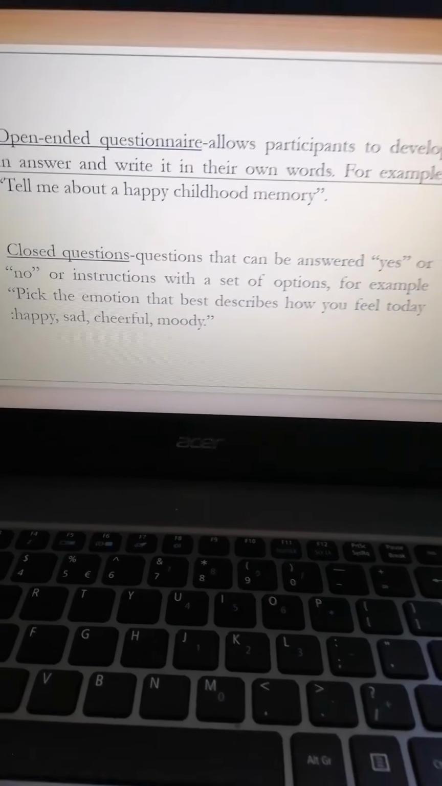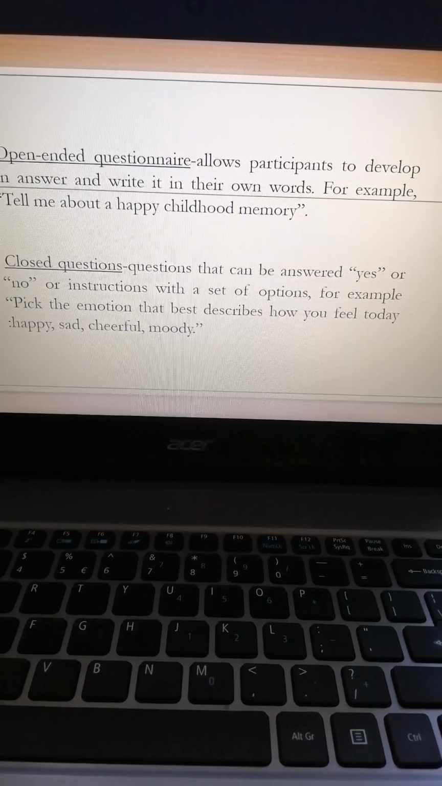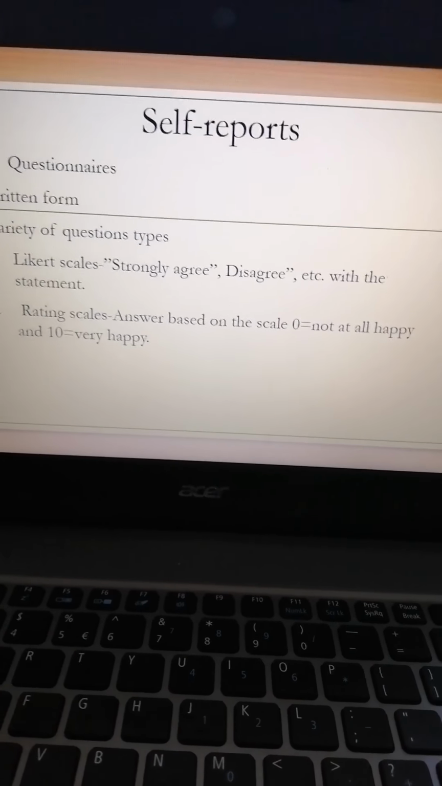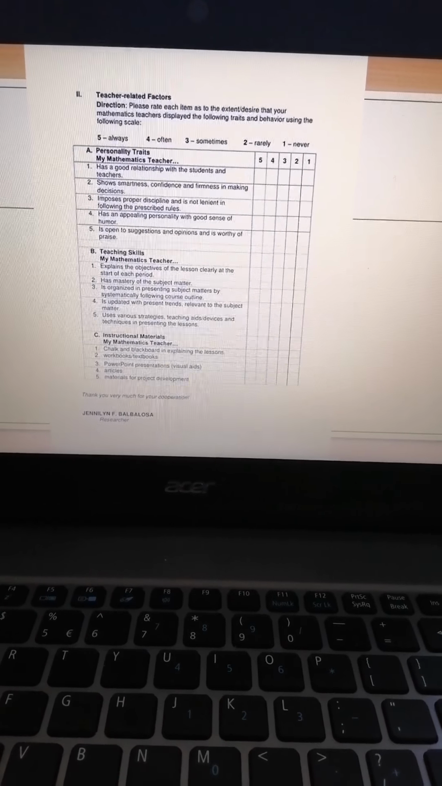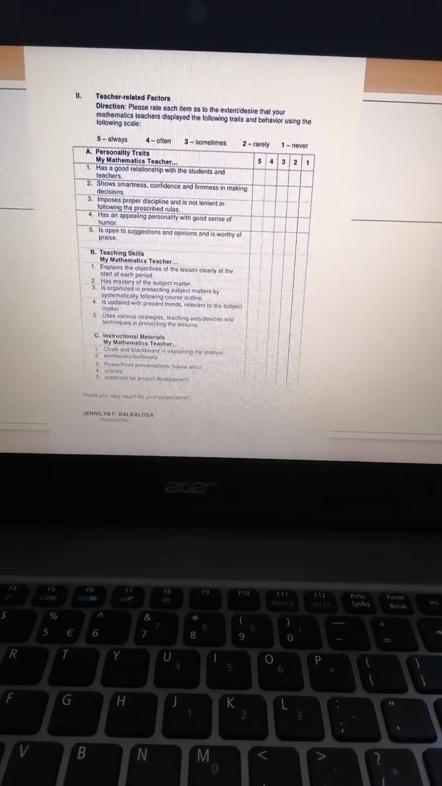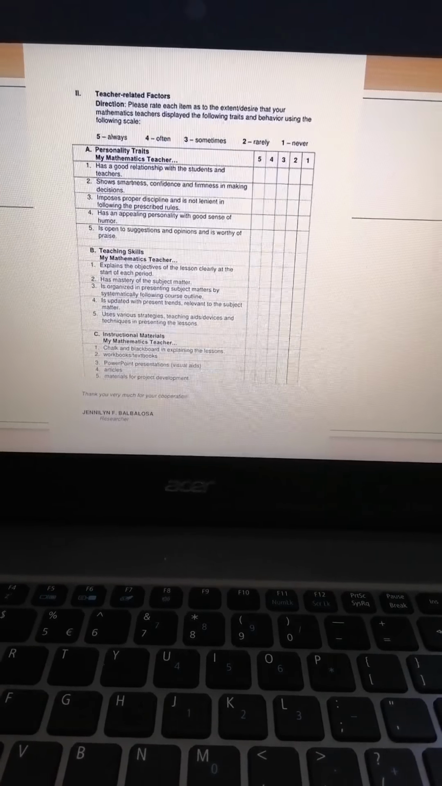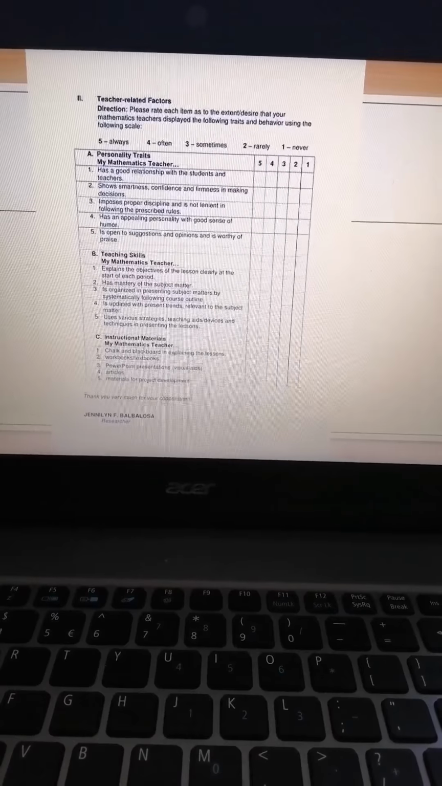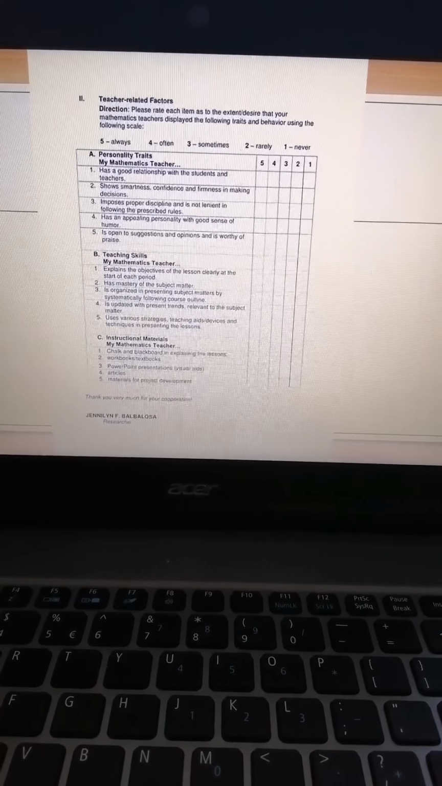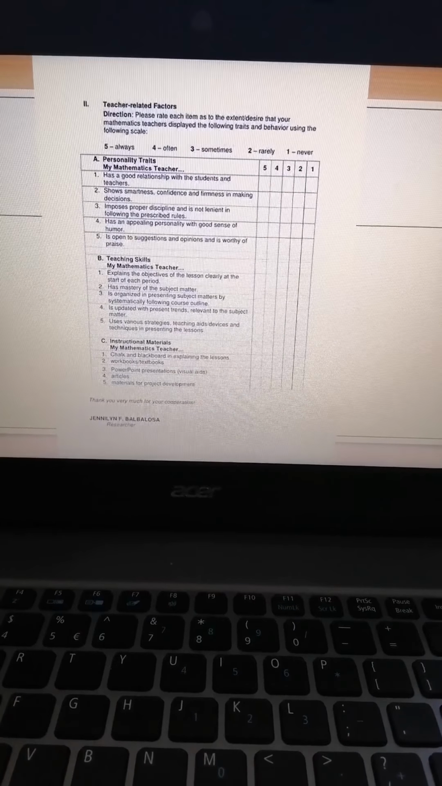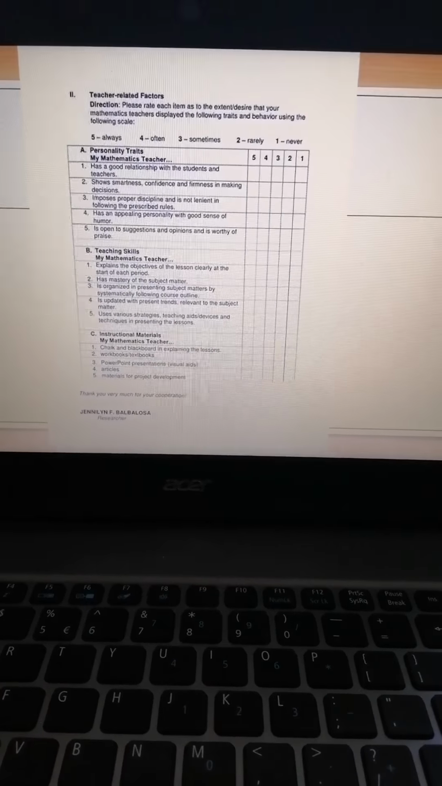And the next one is closed questions. Closed questions is very much like Likert scales and rating scales, because the participants are provided with options such as number 1 for never, 2 rarely, 3 sometimes, 4 often, and 5 always. So these options are fixed, and the researchers are expecting the participants to choose an answer from this rating scale, Likert scale, sorry.